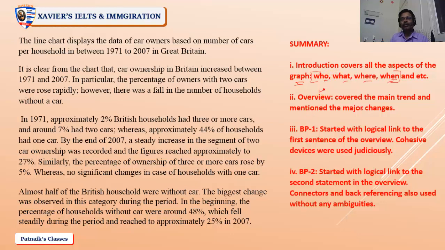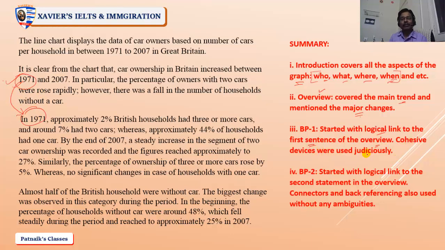Then in my overview, what I did, I covered the main trend, that there is an increasing trend throughout the time period, and mentioned the major changes. I have seen 2 major changes: the ownership of 2 cars and the ownership of without cars. So I mentioned those 2 things in my overview, right? And then body paragraph 1 started with a logical link to the first sentence of the overview. See, here I've started with 71, so it's a link with the paragraph, right?